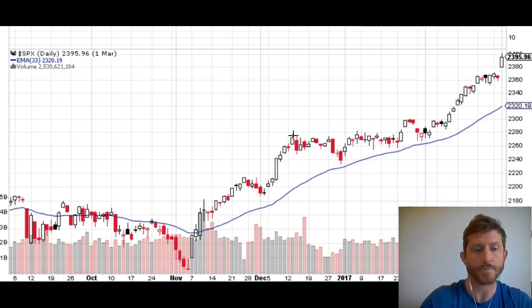All right? And also, if you notice here, we broke over that resistance right about there. I can't annotate the chart right here, but there's a clear resistance that you can see right there going across your screen. We broke over it here, continued higher, and then traded sideways after that.